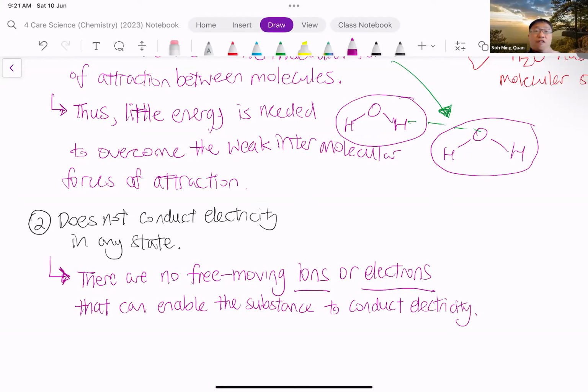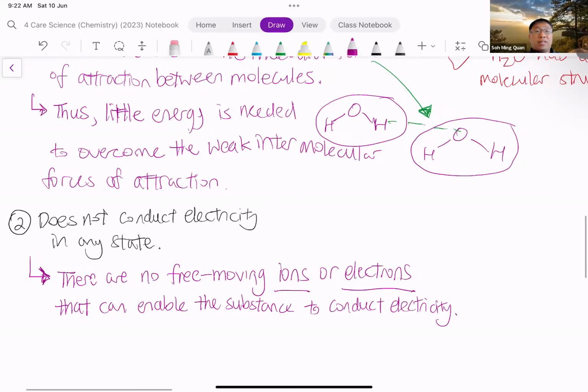Okay, so this is different from an ionic compound. Ionic compounds have ions which are free to move in the molten state and aqueous state. However, for simple molecular substances, there are totally no ions that are free to move, and totally no electrons which are free to move. The only electrons there are all confined to either the covalent bonds or to the atoms themselves.